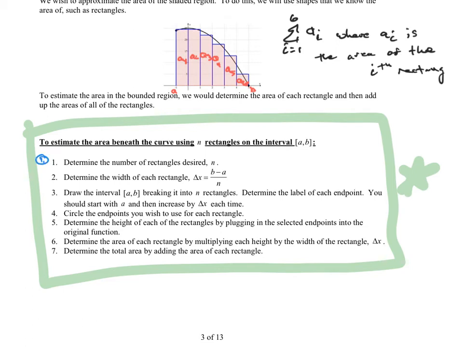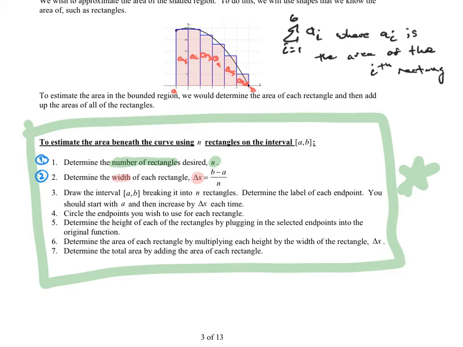We're going to call that number n. So in this case, we had 6 rectangles, right? The second thing you need to do is determine the width of each rectangle. We're going to call the width of the rectangle delta x, the change in x, right? So let me go back up here. The number of rectangles is called n, the width is delta x.